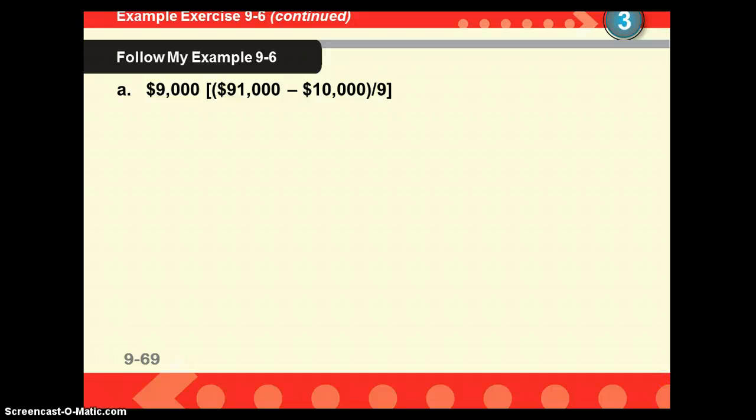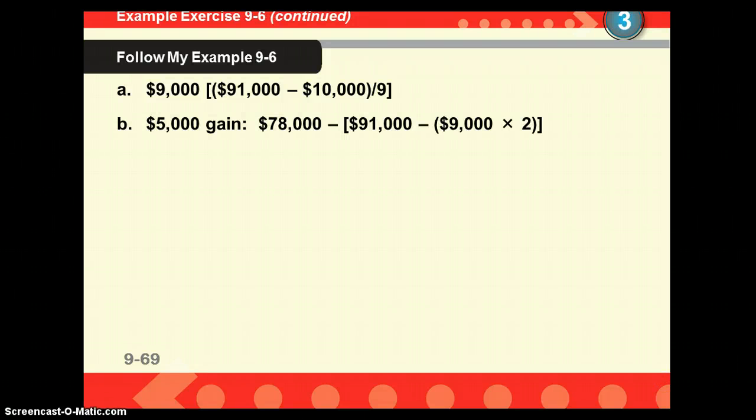So taking a look at the answer, the first one, $9,000, we have the $91,000 cost minus the $10,000 residual value depreciated over 9 years. That's review. Then, hopefully for B, you got a $5,000 gain. So we had $91,000, then minus the $9,000 times 2 years. The $78,000 that we sold it for, minus that, we had a $5,000 gain. So we actually made money on this sale.